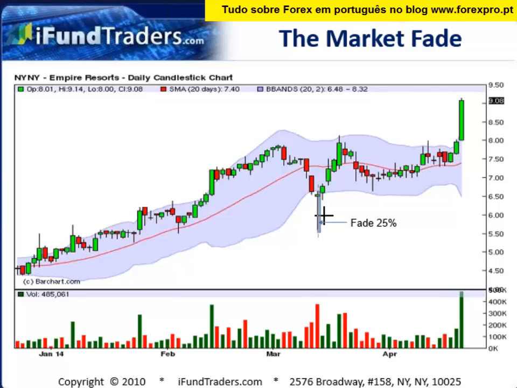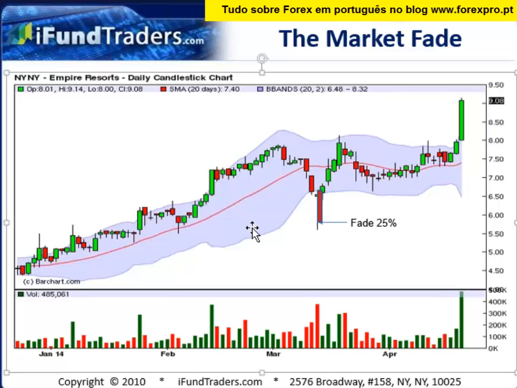I'll make it a little wider if I can. This was a solid red bar at the low of the bar. Okay, you see that? And the same bar retraced 25% of itself, which is where we want to go long.